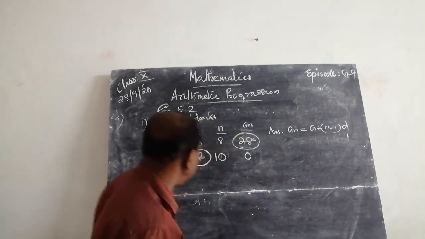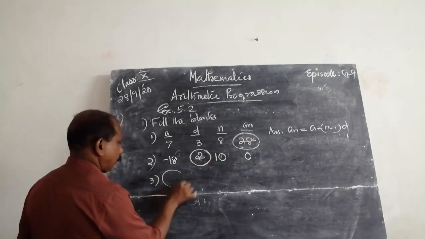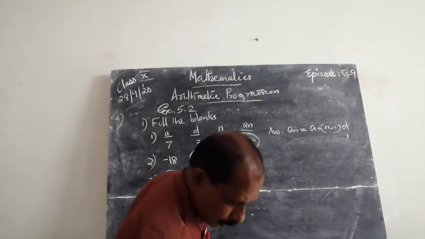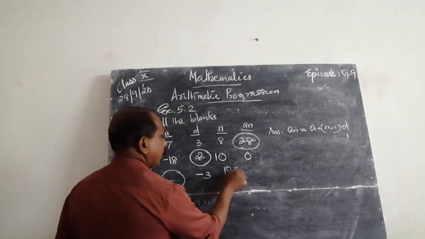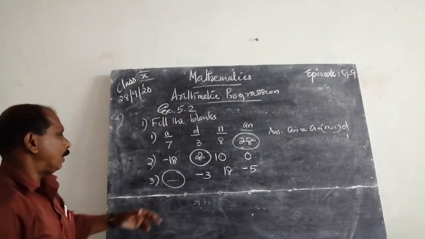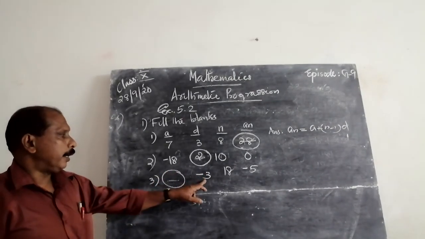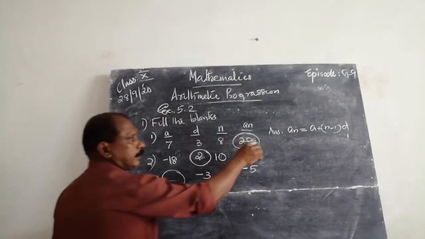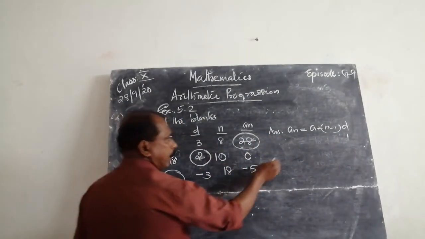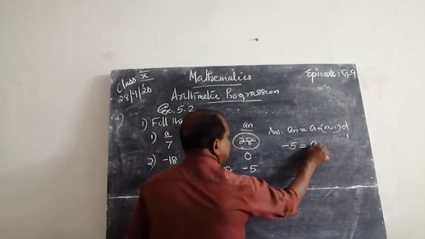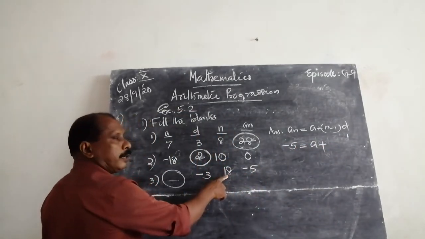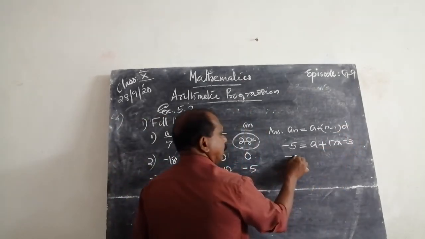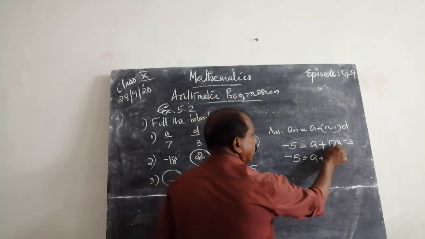Then the third question is dash, minus 3, 18, minus 5. Therefore we can find out A. D is minus 3, N is 18 and A N is minus 5. Therefore answer is this. A N is replaced by minus 5, A is unknown plus. N is 18, 18 minus 1, 17, into D, minus 3. That is minus 5 is equal to A plus 17 into minus 3.